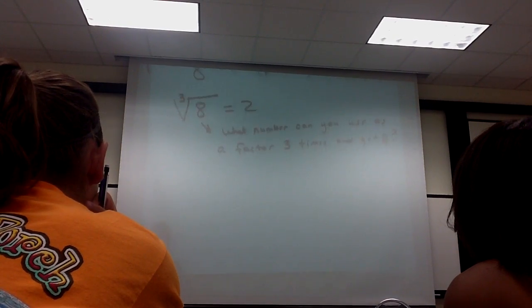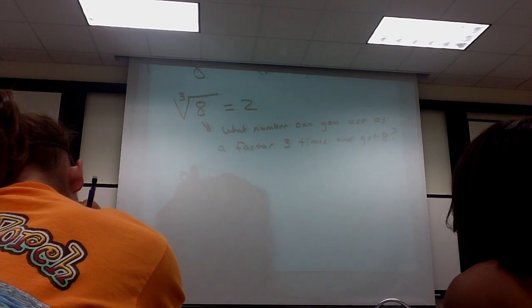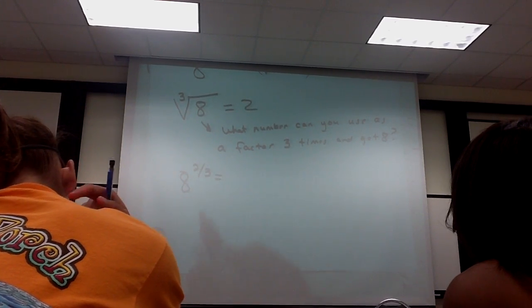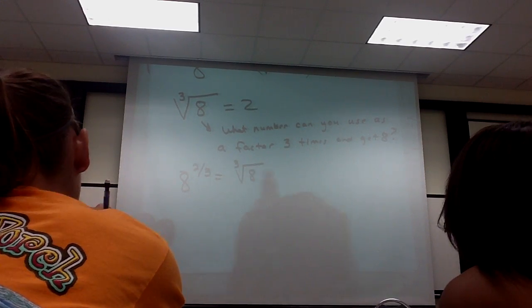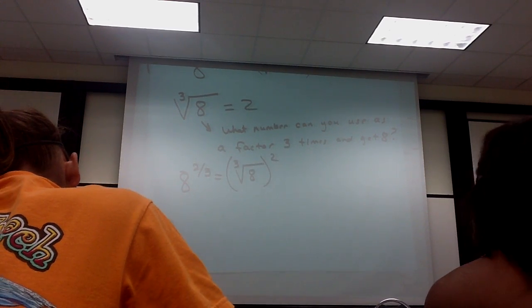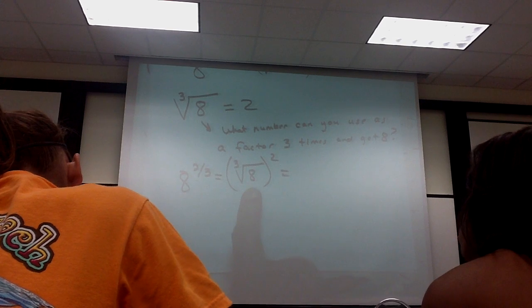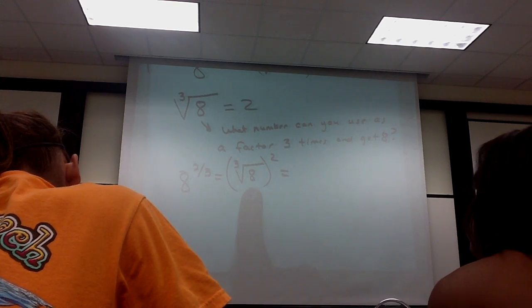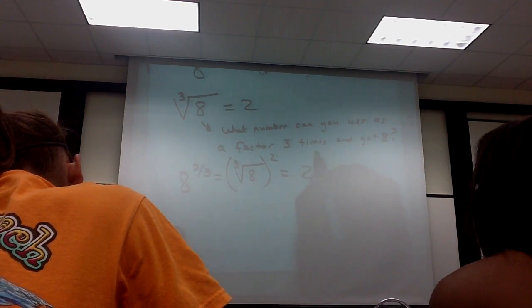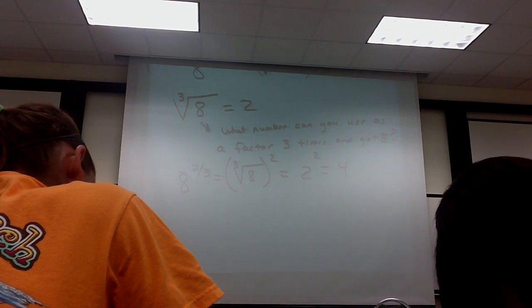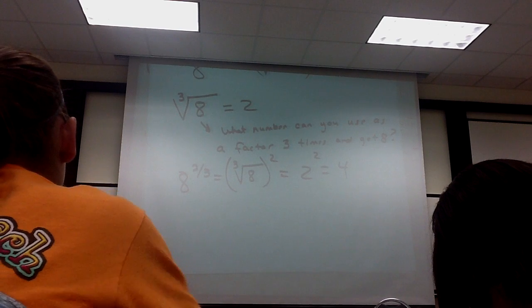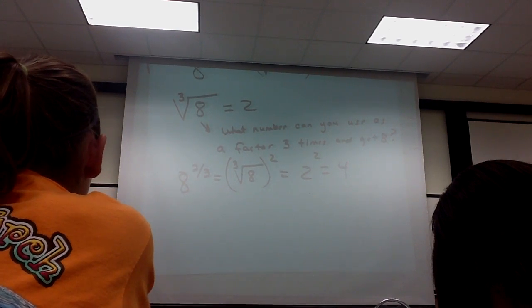All right, let's go back to 8 to the 2/3. 8 to the 2/3 we said was the cube root of 8 squared. Now we already figured out what the cube root of 8 is. It's what? 2. Squared is 4. So 8 to the 2/3 turns out to be, in this case, a whole number, 4.